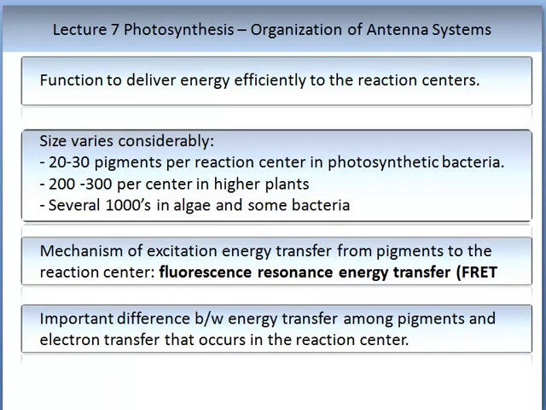Delivering energy efficiently to the reaction centers is quite important. So let's see what these factors are. Size varies considerably. You have about 20 to 30 pigments per reaction center in photosynthetic bacteria, 200 to 300 per center in higher plants, several thousands in algae and some other bacteria. The mechanism of excitation energy transfer from pigments to the reaction center is called fluorescence resonance energy transfer, or FRET.